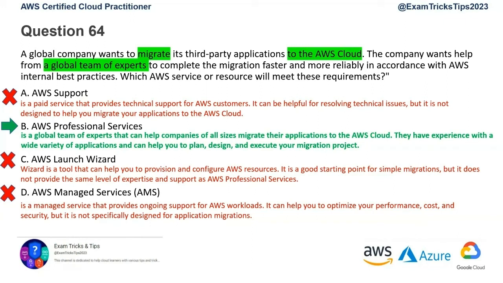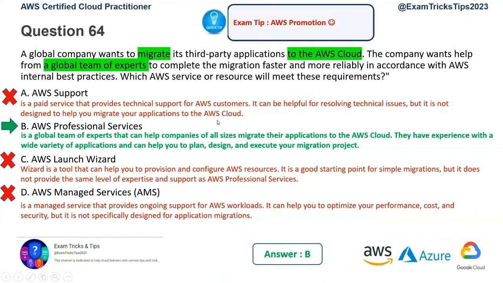So that's it. We got our answer. AWS Professional Services. That's option B. And this is, in a way, advertisement or promotion for the AWS Professional team from AWS. So use them if you need it. For a complex migration, you definitely need a team of experts on hand who could guide you through your complete AWS migration journey. That's it on this question.